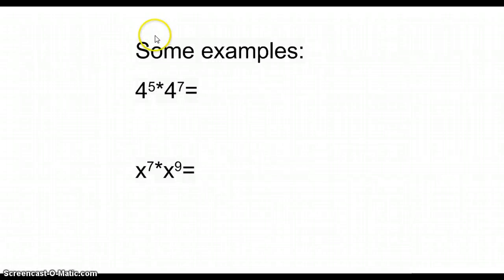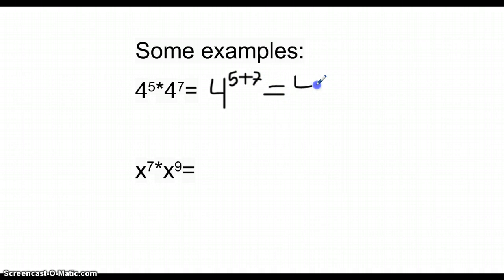So why don't we try a couple of examples. So we have 4 to the 7th and 4 to the 5th, so it becomes 4 to the 5 plus 7, or just 4 to the 12th. Now we can also do it with x's, and they're both x's, they have the same base, so we can simplify this, and 7 plus 9 is 16. Now this is a very simple rule, but it's really important to remember.